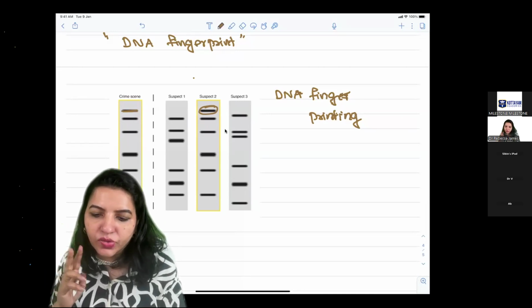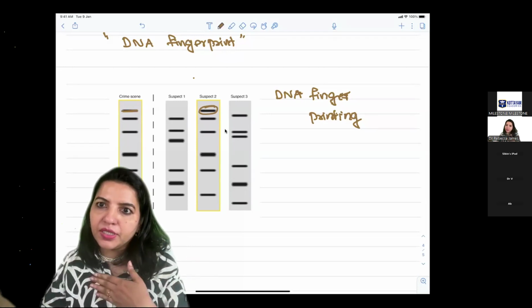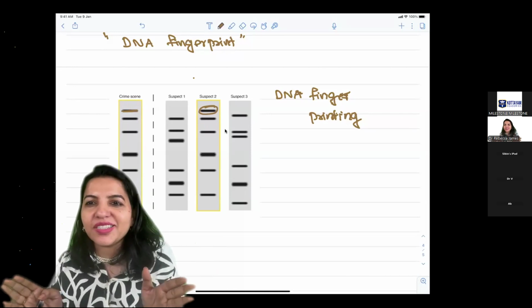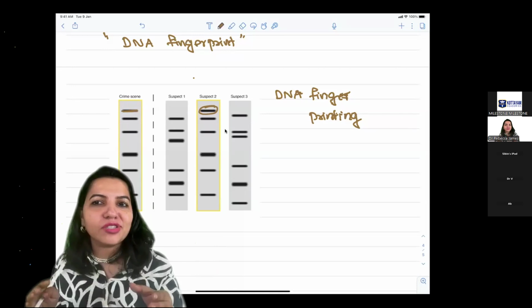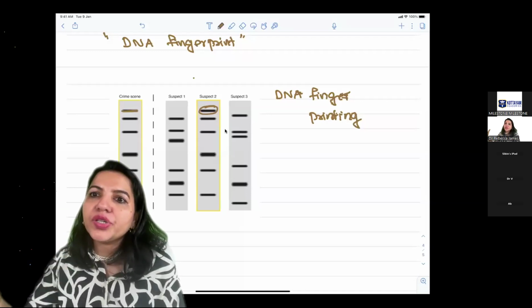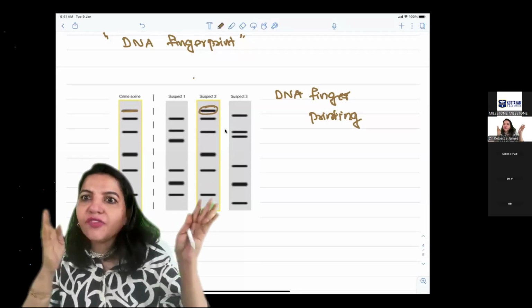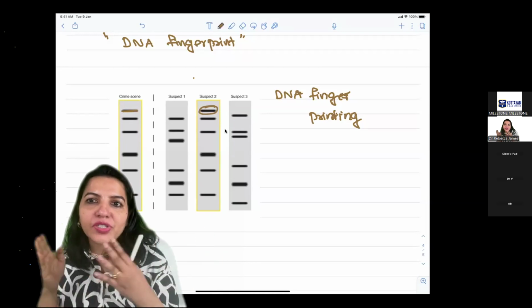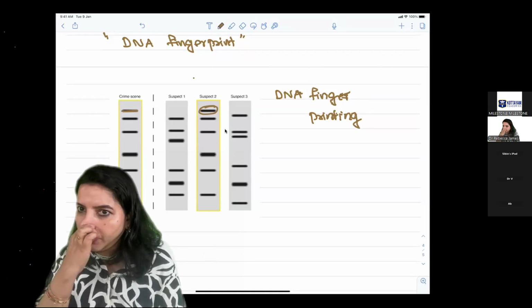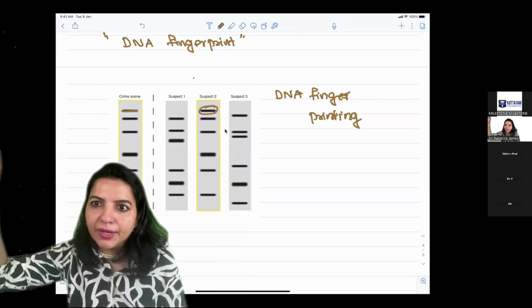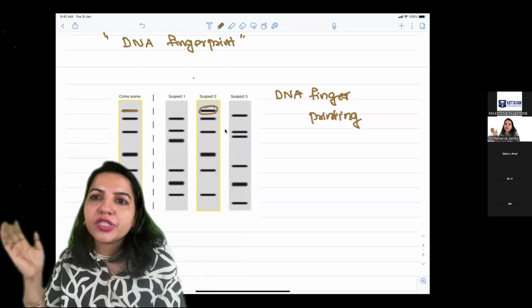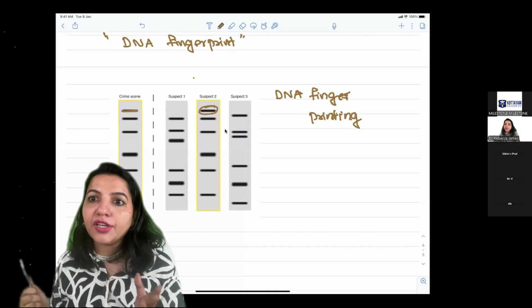So we are matching the band pattern of the various suspects with the band pattern obtained from the crime scene. The same thing we can do in disputed paternity. There is no dispute in maternity because the mother bears and gives birth to the child, but paternity is always a dispute. Half is from the father, half from the mother, so the child should have the band pattern of both. We compare the child's band pattern with the mother's and with those of the suspected fathers. Whoever matches with the child is the biological father. That is DNA fingerprinting.